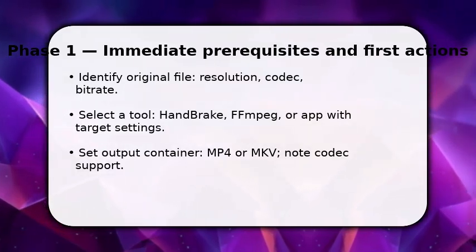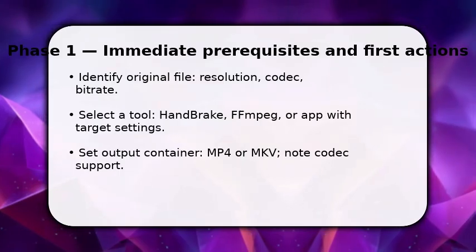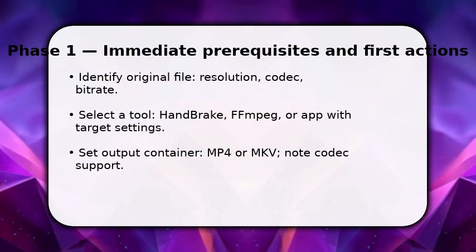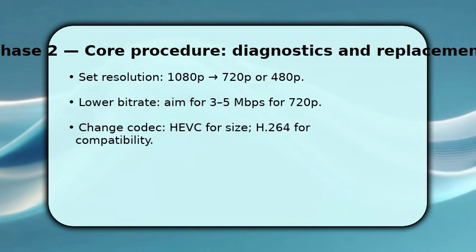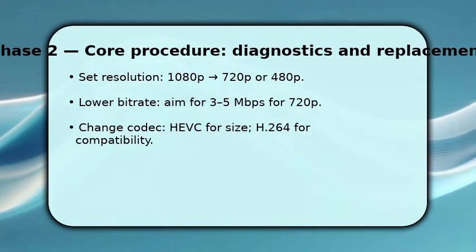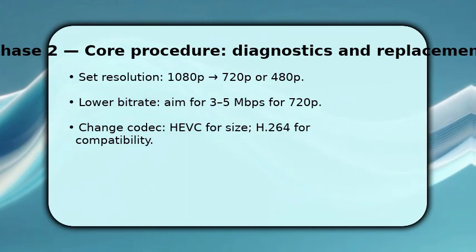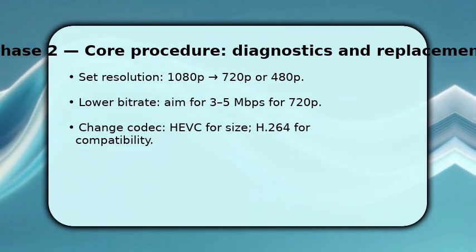Then open the file, view current bitrate, and prepare to set a lower resolution or codec change for the first downscale step. Now you adjust the key parameters. Start by changing resolution. Move from 1080p to 720p or 480p depending on acceptable quality.